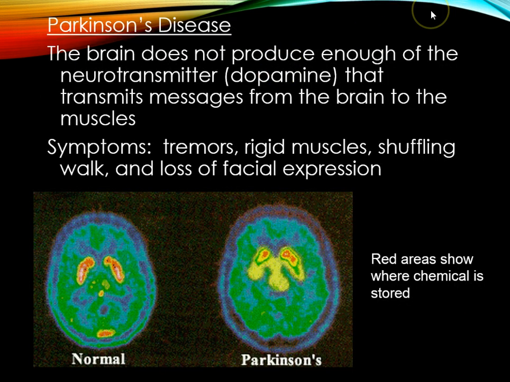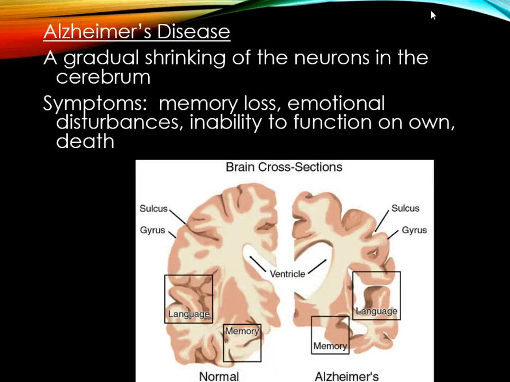Okay, and then Parkinson's disease, this is where you don't produce enough dopamine, and so the brain doesn't transmit properly, and so you get tremors, and your muscles tense up, and you can't walk very well, and your face doesn't respond to things, and it's a debilitating disease. And then there's Alzheimer's, where the neurons are actually shrinking, and so the brain is no longer capable of performing its functions, and so that's going to lead to memory loss, inappropriate emotional responses, inability to function, kind of like childlike behavior, and eventually it leads to death.